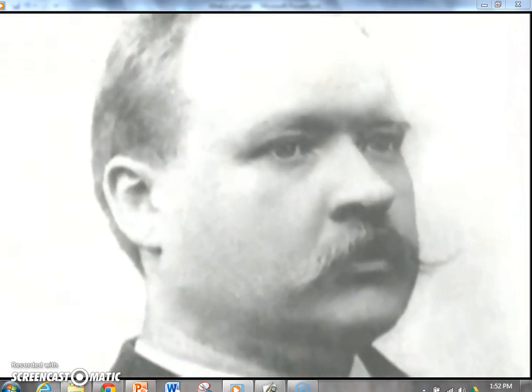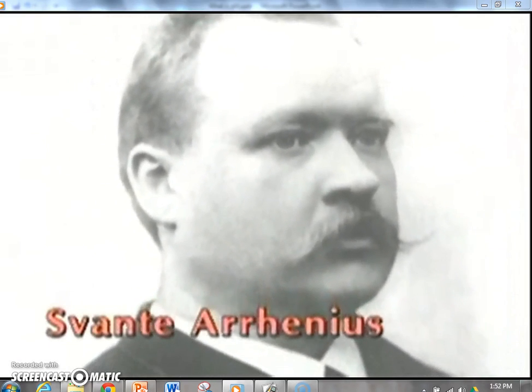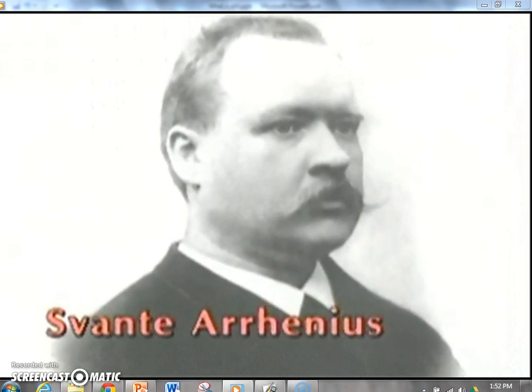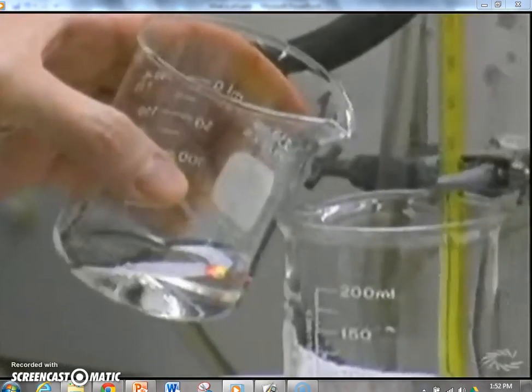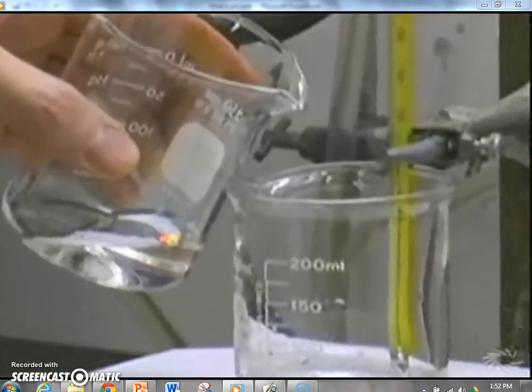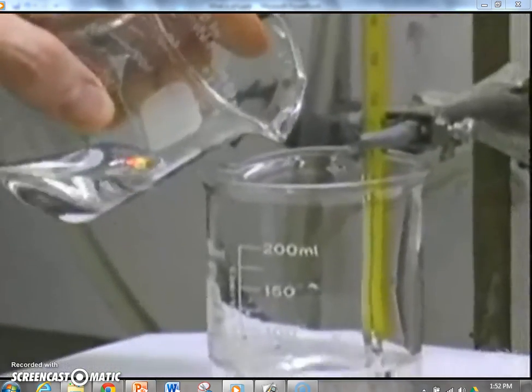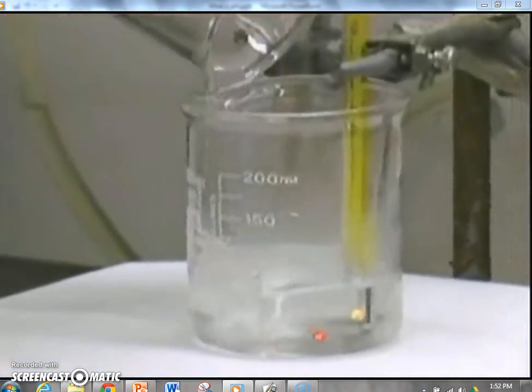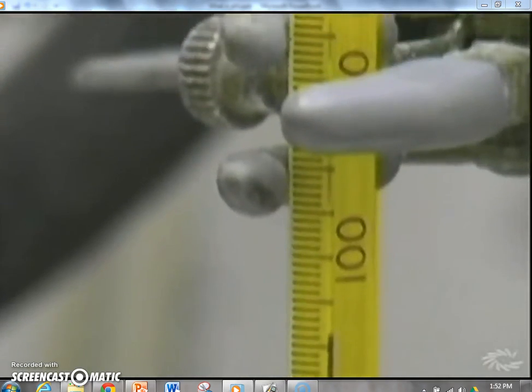It was not until the late 19th century that a Swedish chemist, Svante Arrhenius, made the first steps to unravel this mystery. Arrhenius found that water often could dissolve both acids and bases by separating them into individual ions. For example, hydrochloric acid, HCl, separates in water.